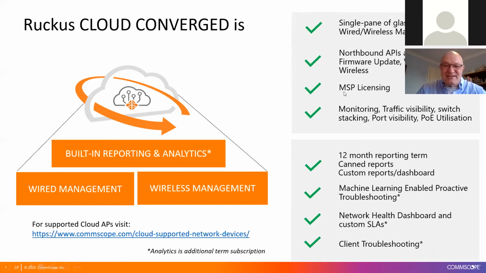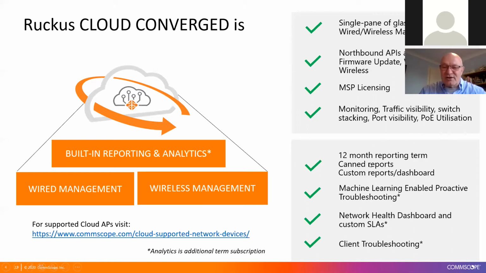We'll talk about MSP licensing. So you can sell customers a RUCKUS Cloud license, or a number of licenses, or the alternative is you can license as an MSP. As a managed service provider, you as partners can buy bundles of licenses to then manage your own deployment of customers, and the first and second line support for those customers as well. So giving you as MSPs much more control of the end customer and control of how you do your licensing and pricing. It gives you all that monitoring, traffic visibility, switch stacking, port visibility, PoE utilization, lots of information there.